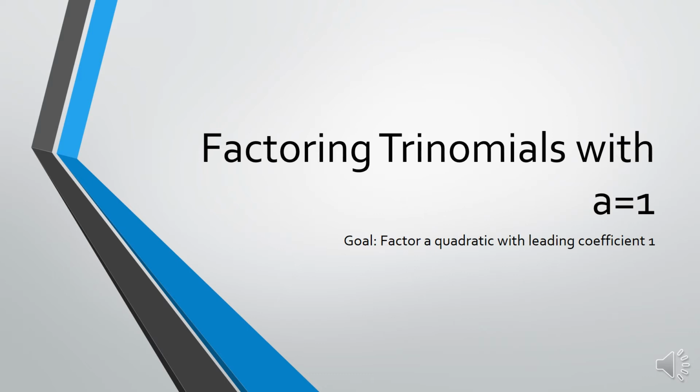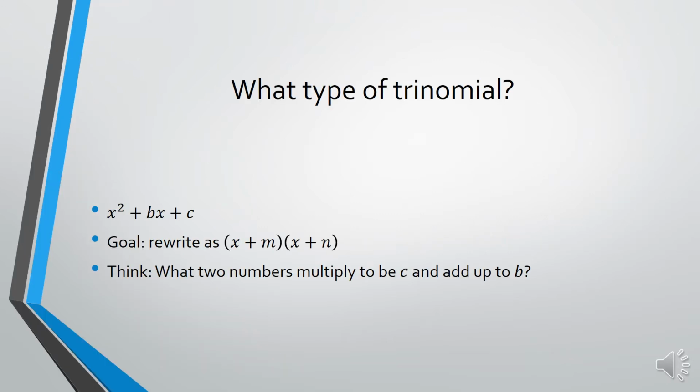We'll now move on to factoring trinomials that have a leading coefficient of a equals 1. So our goal for this is to be able to factor a quadratic where the leading coefficient is 1. First off, what type of trinomial are we looking at? We're not looking at just any quadratic. We're looking at a very specific one. It's of the form x squared plus bx plus c. The thing that's special about this is that the coefficient in front of x squared is 1.